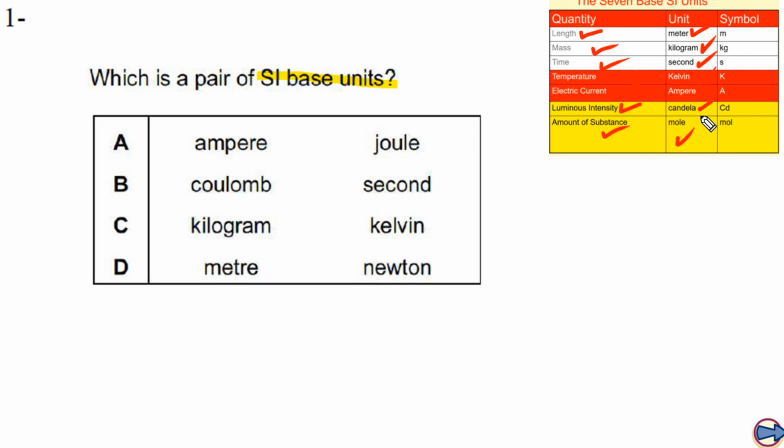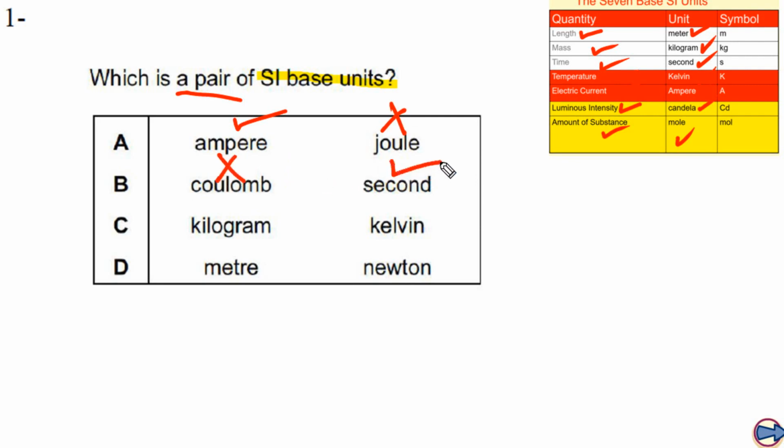So we need to be quite clear with this one. If we are clear about these 7 SI base units and quantities, then this question is very simple to answer. We simply need to find the pair of SI base units. If we look at amps, this is an SI base unit, but joule is not an SI base unit. So the answer is not A. Coulomb is not an SI base unit.